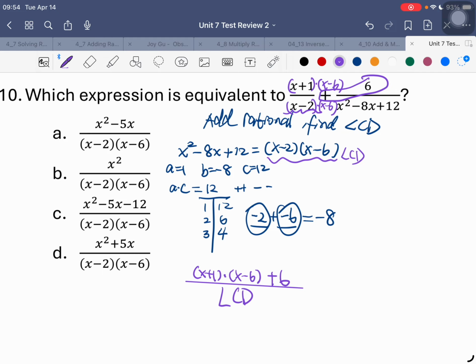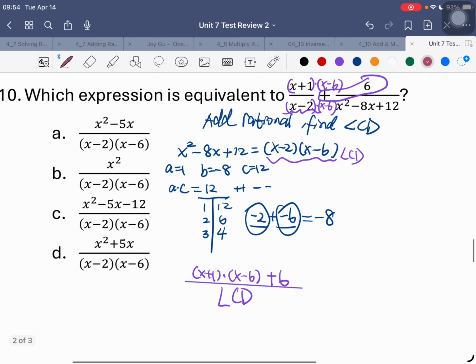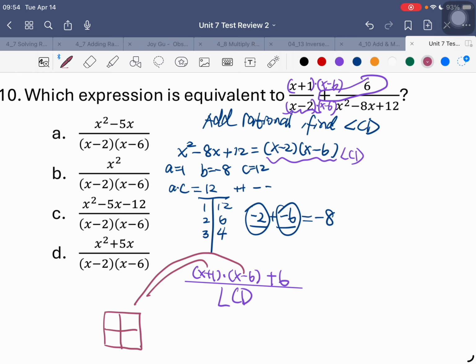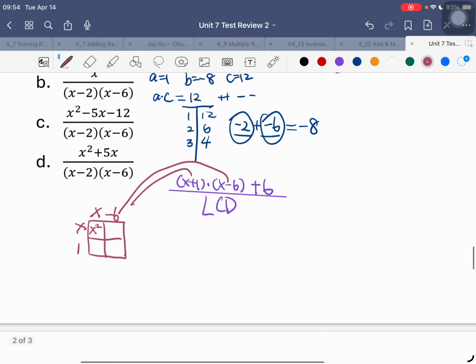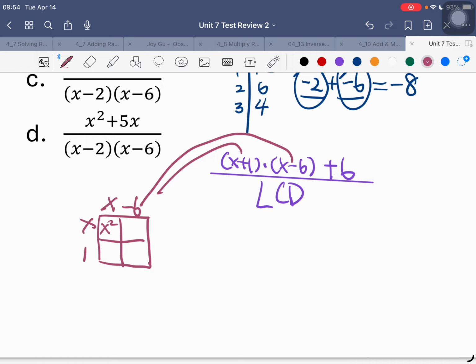Okay, now I need to do the box method to expand these two parentheses because they're 2 terms times 2 terms. Box method, it needs to be x plus 1, x minus 6. Okay, let's see. X times x will give me x squared. -6 times x gives me -6x. 1 times x, 1x. And -6 times 1, -6.